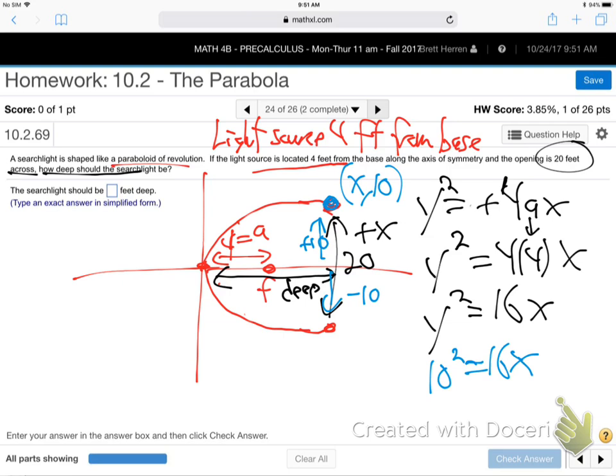X is the depth, isn't it? How far over? Well, that's the depth. How far up is 10. So I just plug in x for x and 10 for y and solve for x. X will be the depth, won't it? Everybody see that? So easy while the math teacher's doing it.